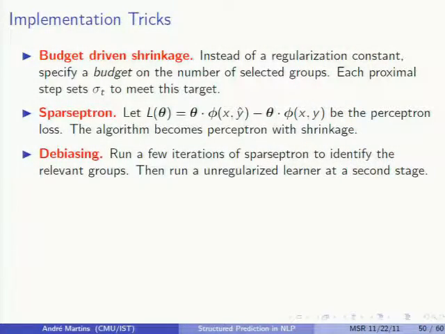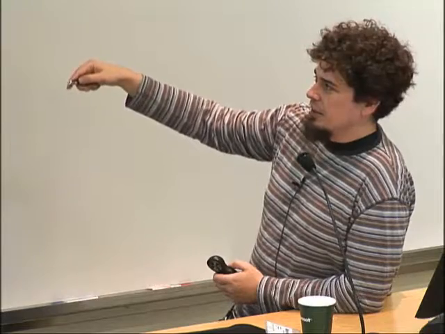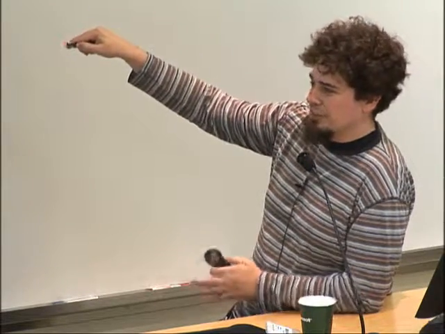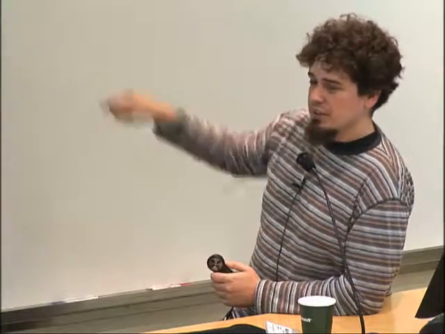There are some tricks that I used, like keeping a budget of the number of groups that I want to keep instead of having a regularization constant. And then I just use perceptron as the loss to avoid having to tune the learning rates. And there is this very important final step of debiasing. I run this for a few iterations, identify the templates that are not zero, and then train a standard unregularized learner in a second stage that does not consider the ones that were discarded. In practice, this is quite important.